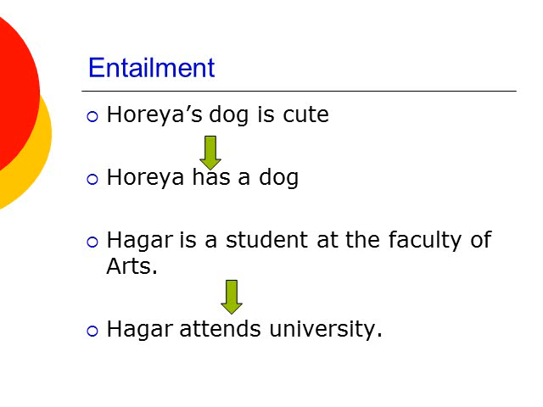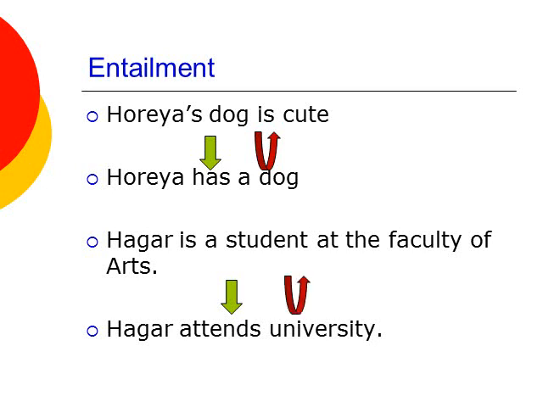Again, for the second pair of sentences, if the sentence "Hagar is a student at the Faculty of Arts" is true, then it entails that Hagar attends university. So "Hagar attends university" is also true. Now my question to you: can it go the other way around? Can we say that "Horiya has a dog" entails that "Horiya's dog is cute"?